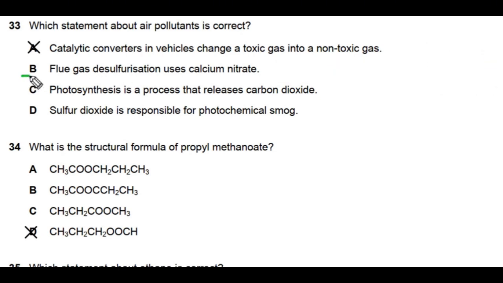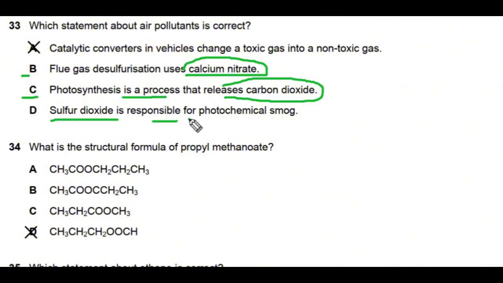Why is B wrong? Flue gas desulfurization uses calcium oxide and calcium carbonate, not calcium nitrate. Photosynthesis is a process that releases carbon dioxide? No, that uses carbon dioxide and releases oxygen. This is wrong. Sulfur dioxide is responsible for photochemical smog? No, nitrogen oxide and unburned hydrocarbons are responsible for photochemical smog.